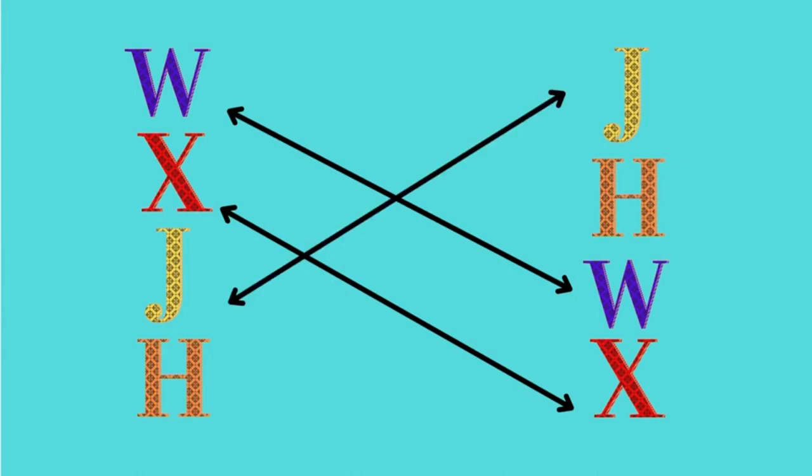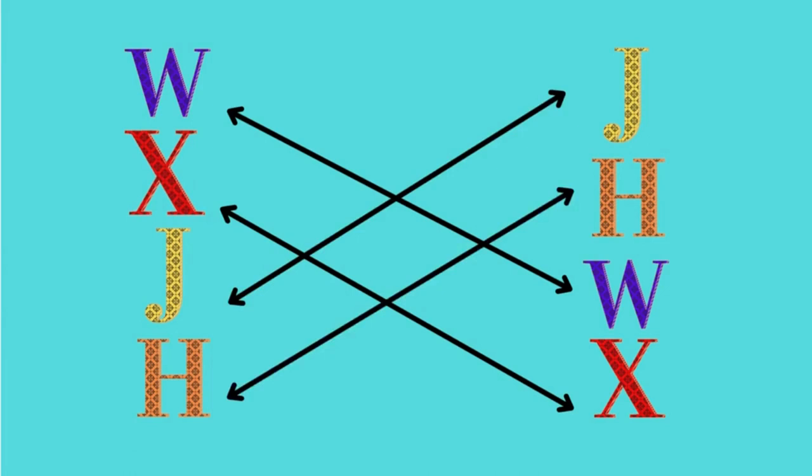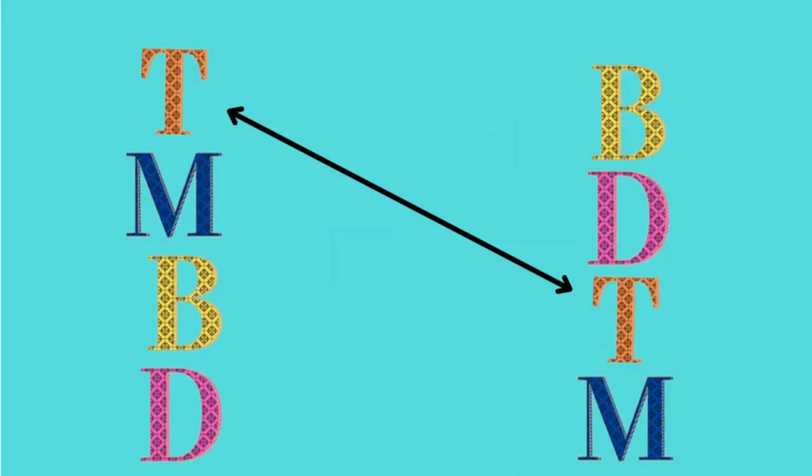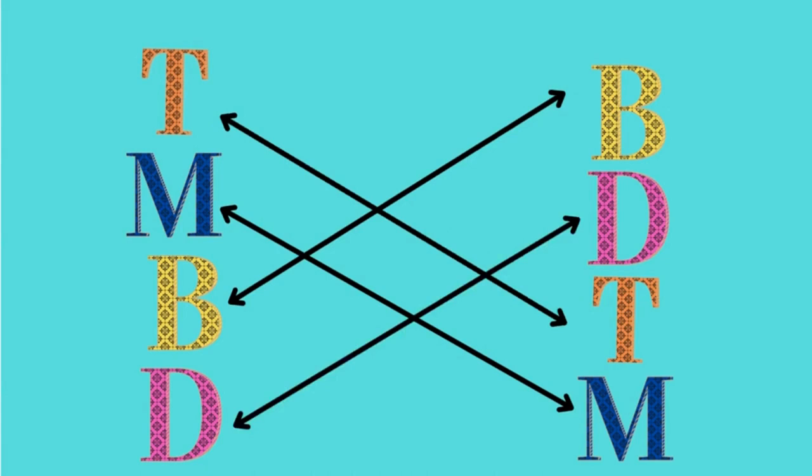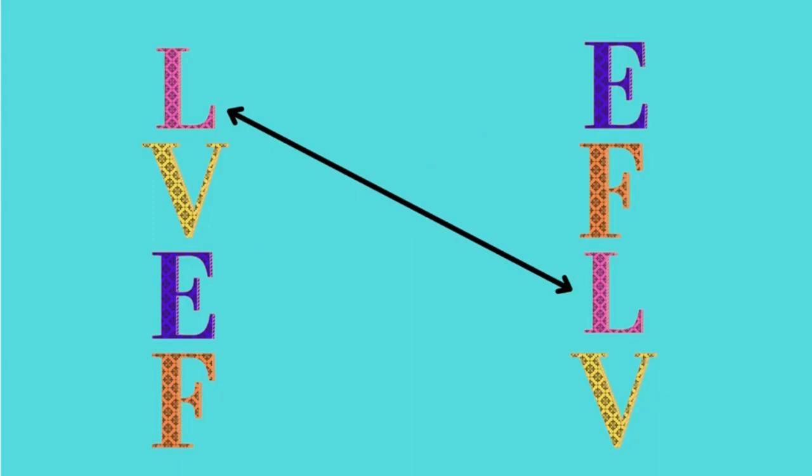Where is H? The second one. Yes, that's right. T, orange T. M, B, D. Yes, it's done. L, V.